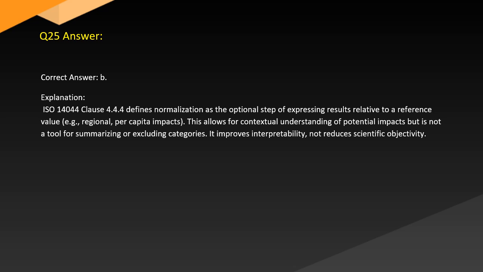Answer. Correct answer: B. Explanation. ISO 14044 Clause 4.4.4 defines normalization as the optional step of expressing results relative to a reference value, e.g. regional per capita impacts. This allows for contextual understanding of potential impacts, but is not a tool for summarizing or excluding categories. It improves interpretability, not reduces scientific objectivity.